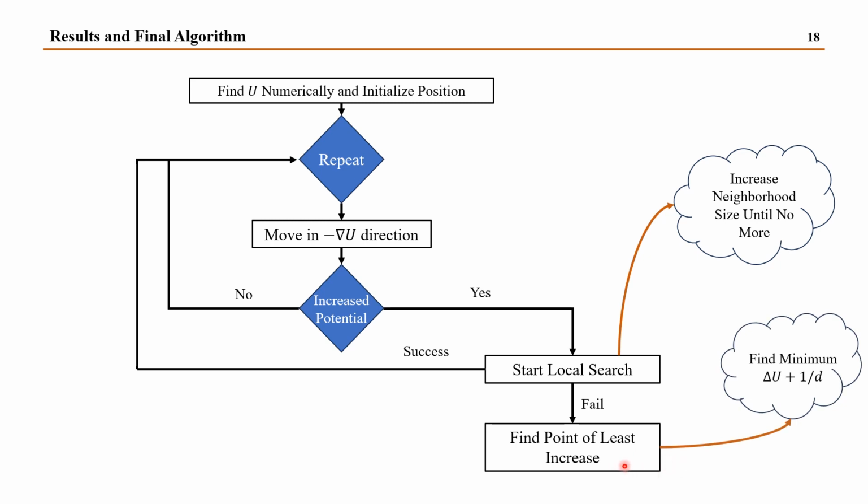So one possible idea is that I'll search in the neighborhood of my current point. I find a point that minimizes the ascent or the increase in U plus 1 over d. D is the distance between this point and my current point. So this 1 over d term forces the function to look further away from the current point, and also takes into account that I do not want to increase the potential value that much. And then when this finishes, I return and do the same iterations again and again.